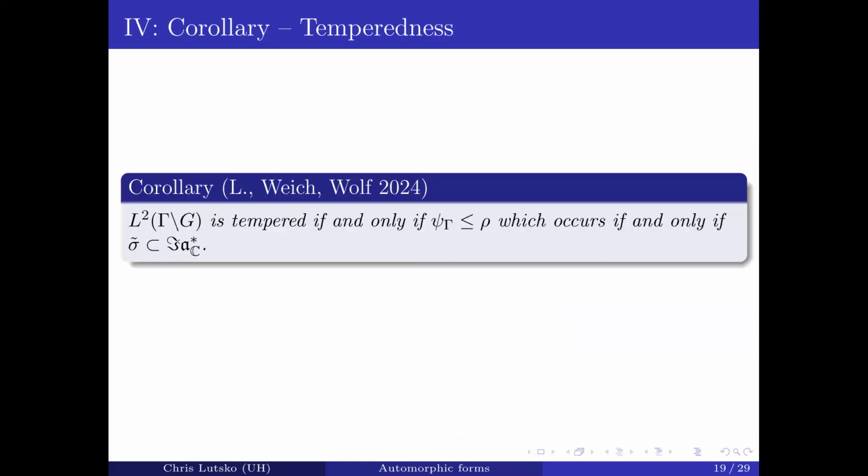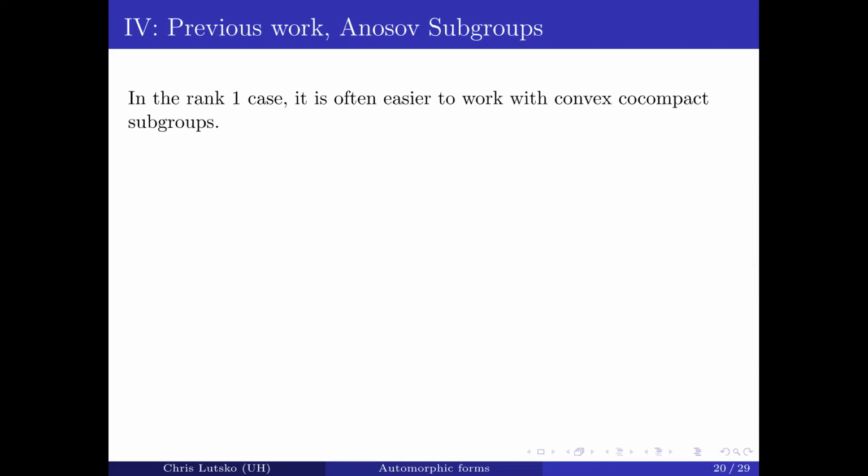Moving forward. In particular, we can characterize temperateness, and it's exactly the same thing. If the spectrum is fully imaginary, then you get temperateness, which confirms a conjecture of Hio, which was nice.